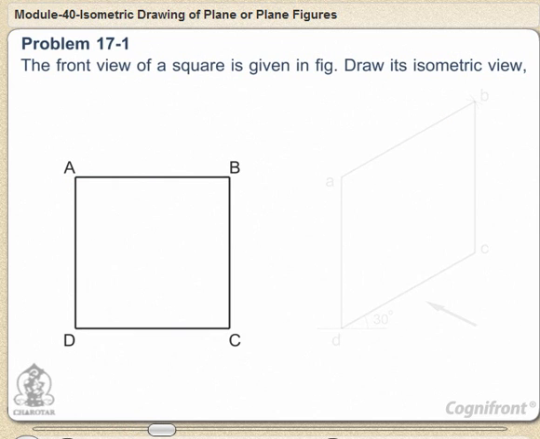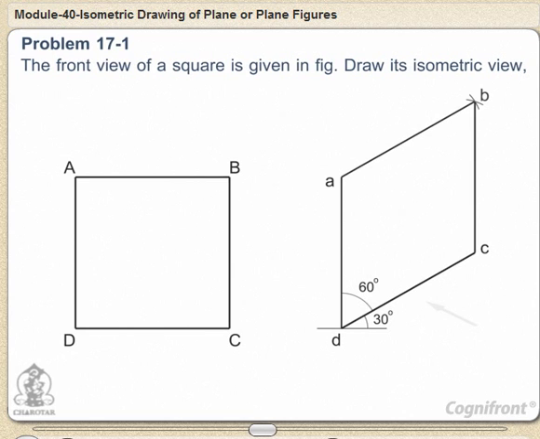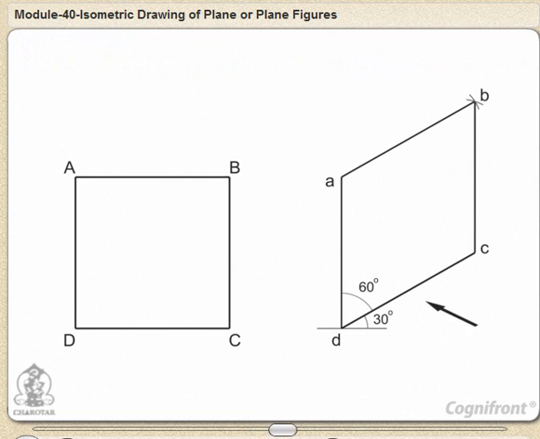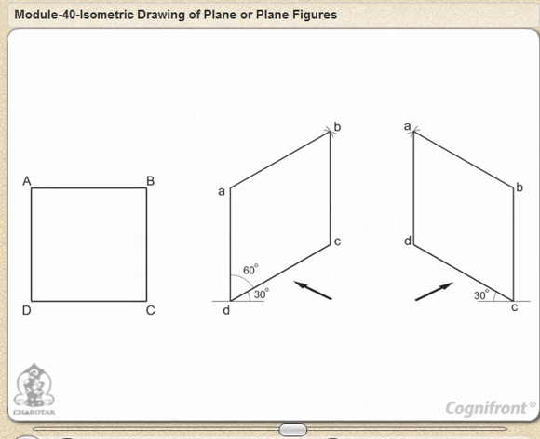Through any point D, draw a vertical line DA equal to DA. Again, through D, draw a line DC equal to DC inclined at 30 degrees to the horizontal and at 60 degrees to DA. Complete the rhombus ABCD, which is the required isometric view. The view can also be drawn in direction of the other sloping axis as shown in the figure.